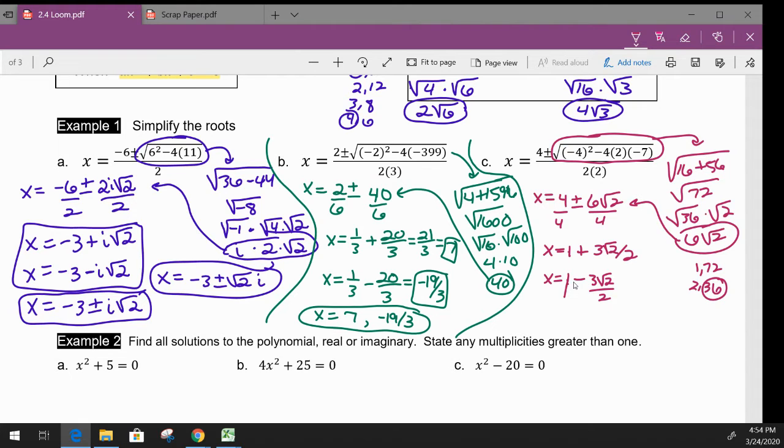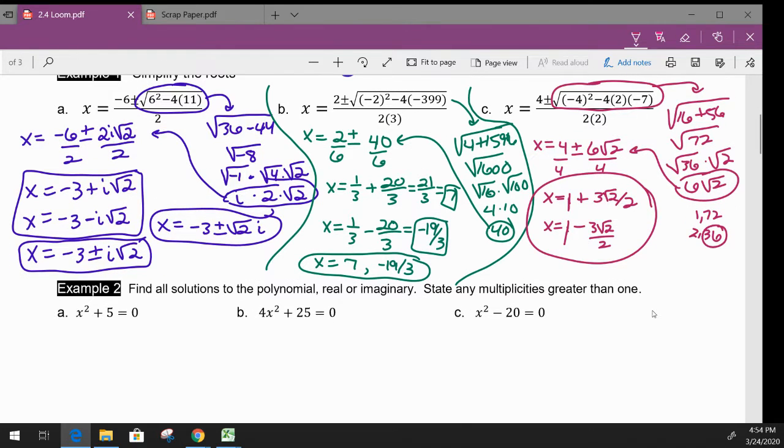But the 1 is not being divided by 2. We've already divided the 4 by 4, which gives us 1. So this is actually a number that we could put in the calculator, but make sure it's 1 plus 3 square root of 2 divided by 2, 1 minus 3 square root of 2 divided by 2. Those are your exact values.